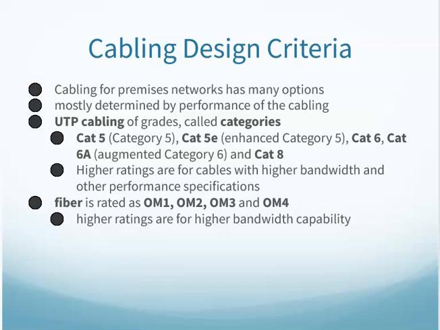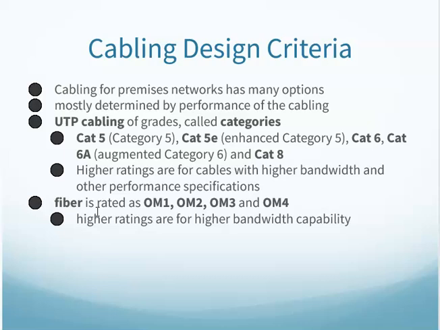Cabling for premise networks has many options. Most are determined by the performance of the cabling. And as we've talked about before, with unshielded twisted pair cabling, over the years the structure inside changed so that it could handle different bandwidths. So they put ratings on them to say this category rating will support this bandwidth, and this category rating will support that bandwidth. So category 5E, 6, 6A, all the way up to 8. As we go up in numbers, our bandwidth capabilities are increasing. They're able to support more bandwidth.